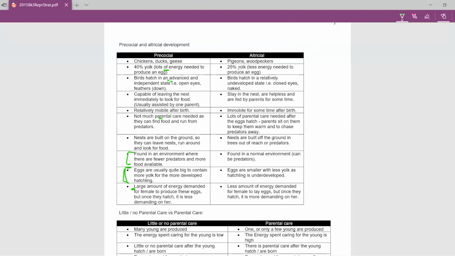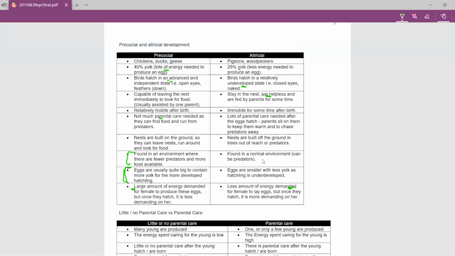Altricial, only 25% yolk. So here the female doesn't need so much energy to lay such an egg with a small amount of yolk. And also, this bird is in an undeveloped state. Its eyes are closed, it's naked, it has no feathers, it's not mobile, it's helpless. So the parents have to look after them. The parents have to keep them safe. They have to bring food for them. So usually one bird will get food and the other one will look after them and they take turns.